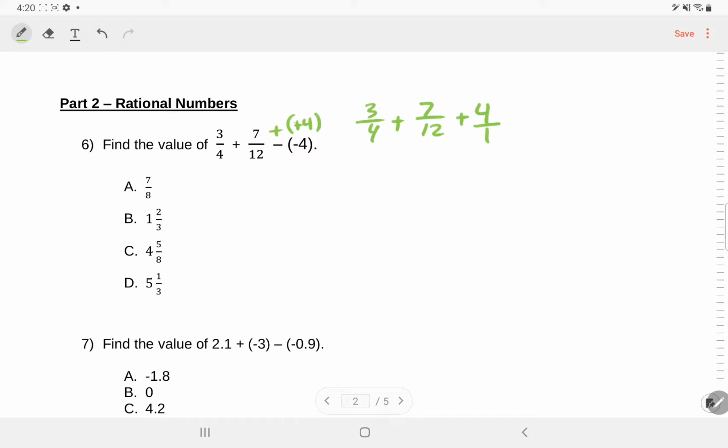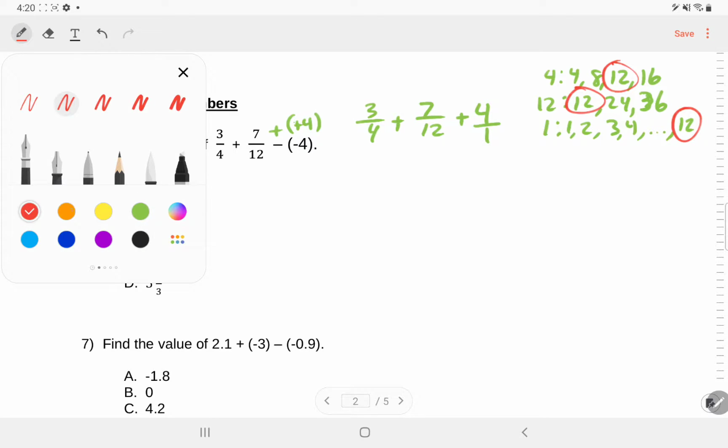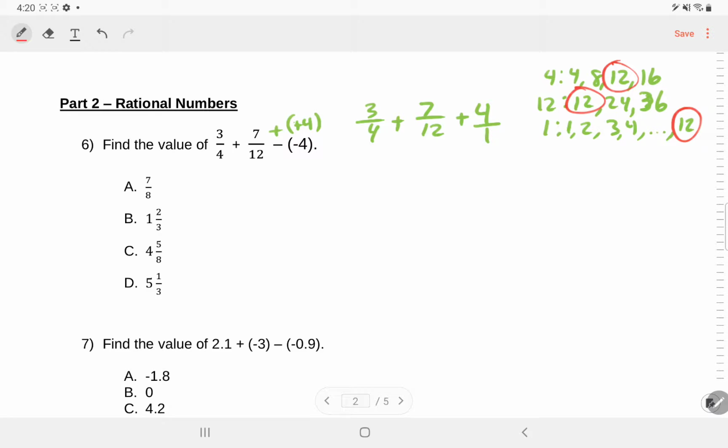We want to find a common denominator between 4, 12, and 1. So we're going to make a list of multiples for 4, which are 4, 8, 12, 16. For 12, it will be 12, 24, 36. And then for 1, it will be 1, 2, 3, 4, and so forth, all the way to 12. You can see that 12 is what they all share in common. That's our lowest common denominator. As a result, we're going to multiply each of our fractions to have a denominator of 12.